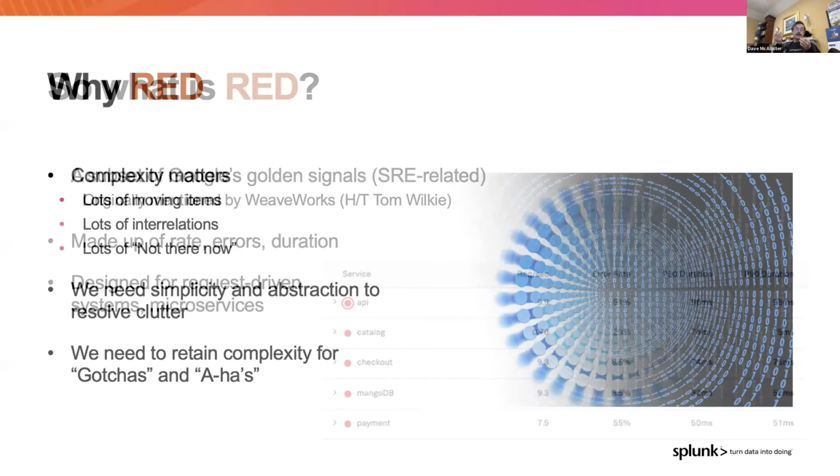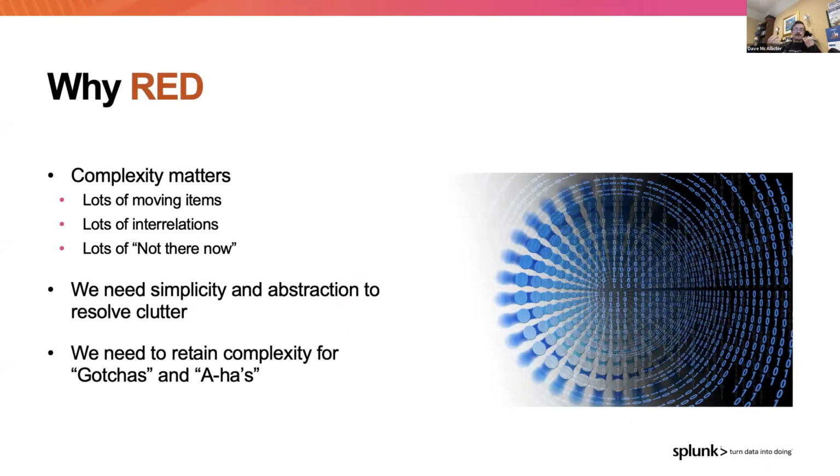So when we move into this, what we find very quickly is that complexity matters. And so we need to be able to deal with that complexity. There's lots of interrelationships. We have this services-based environment that can spread, can be elastic, can manage back and forth. And at the same point in time, we have things that are no longer there or no longer where we last saw that they were. So we need simplicity and abstraction to resolve this clutter. Again, we have lots of signals coming in here. How do we simplify it without losing the important information? And that's why we need to retain this complexity for looking at the gotchas and the ahas that happen inside of here. We need more than just being able to look at overall systems. We need to be able to drill down and look at any specific functionality and piece as it occurs.